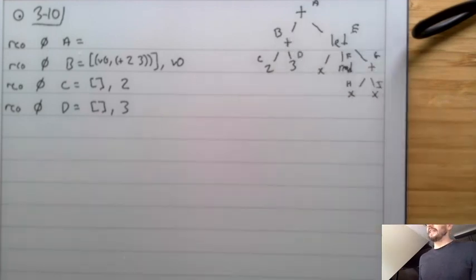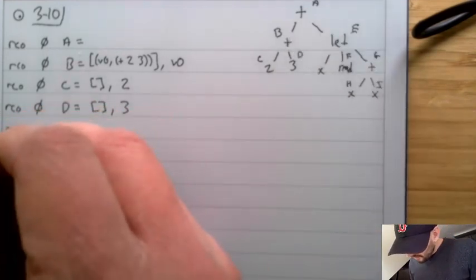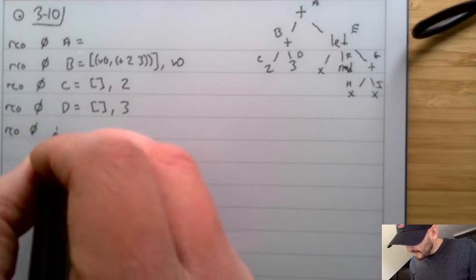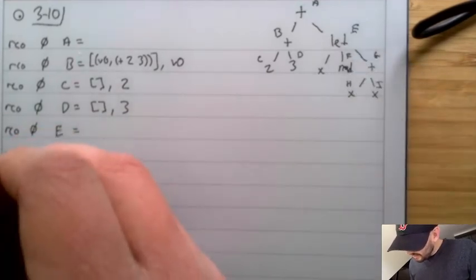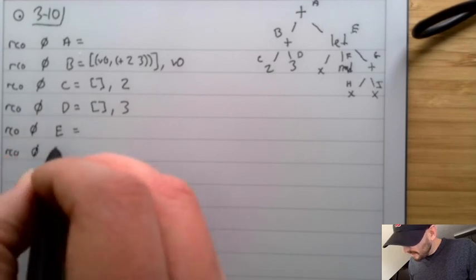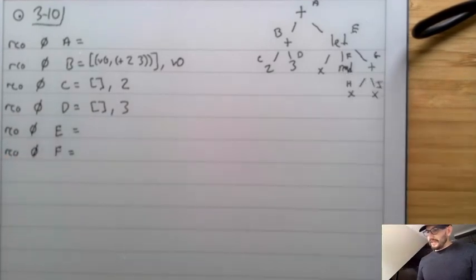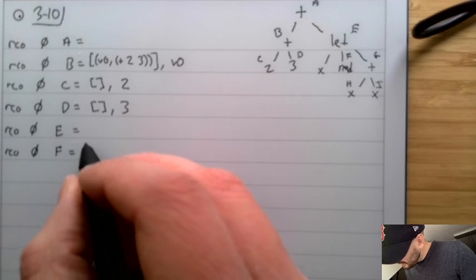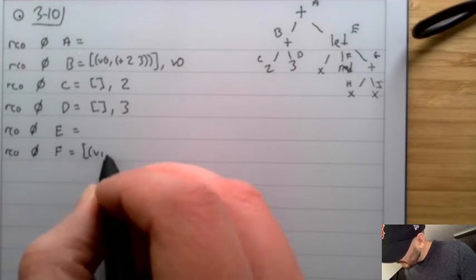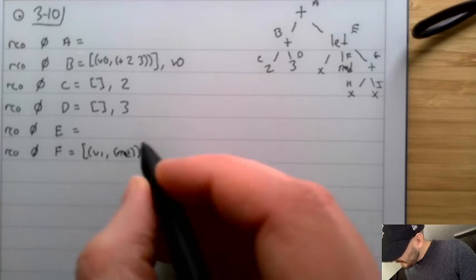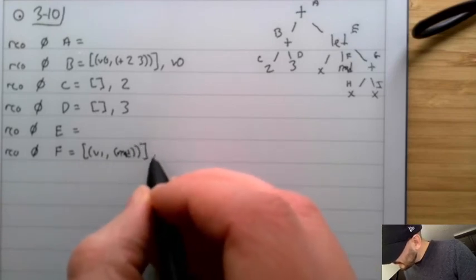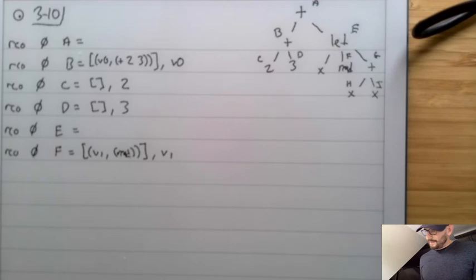Now let's look over here at E. Well, we're going to call RCO with an empty mapping and E, and that's a let. So it's going to call RCO empty mapping on F, and that's a read, so we'll know what it's going to return. It's going to return V1 and read, and then it's going to return V1 here.